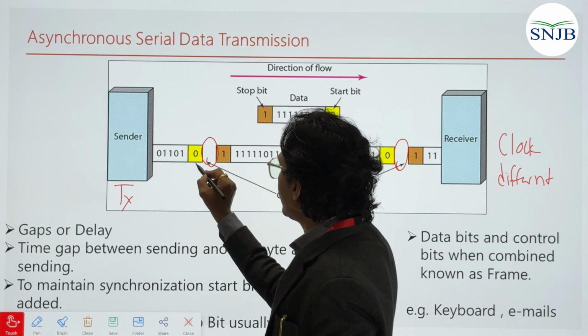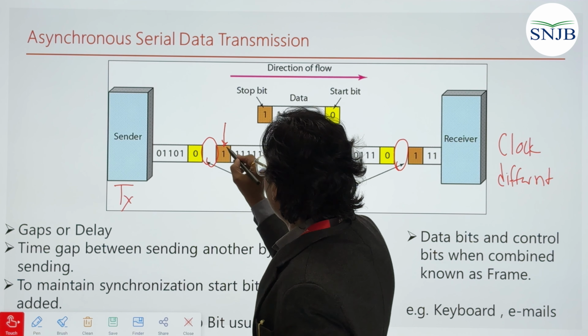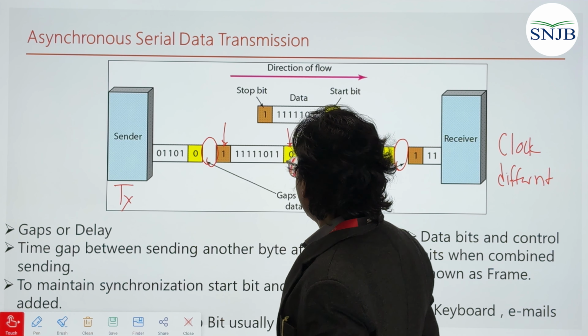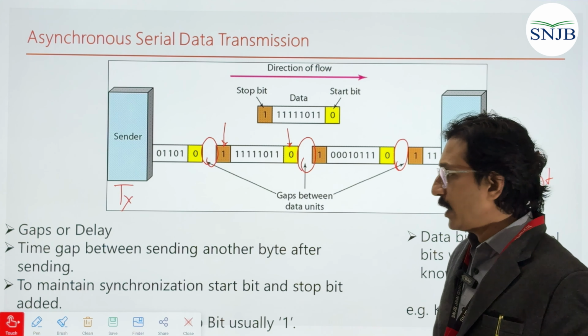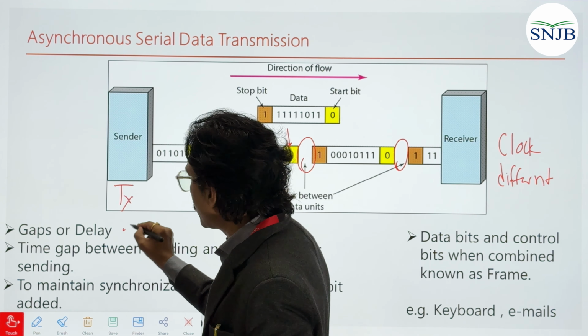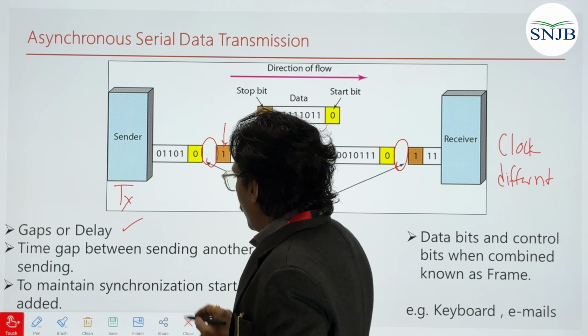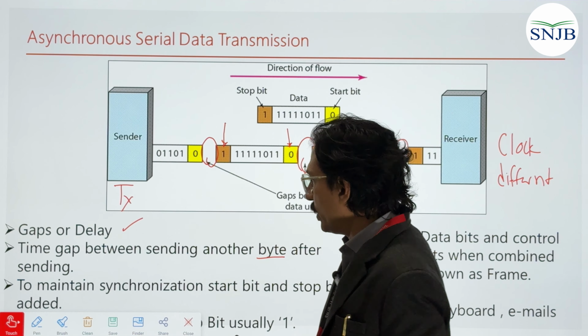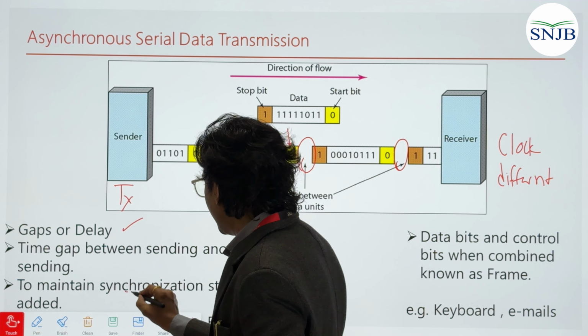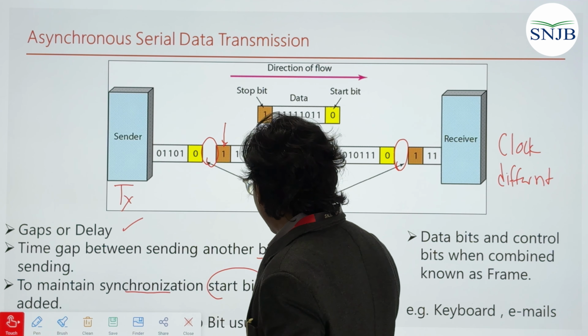One start bit is there. This is a start bit. This is a stop bit. This is the general communication standard. So gaps are there in asynchronous communication. One byte is transmitted, and after some gap, the second byte is transmitted. To maintain synchronization, a start bit and stop bit are added.